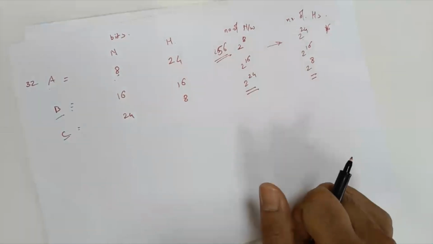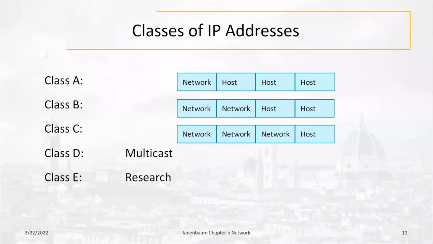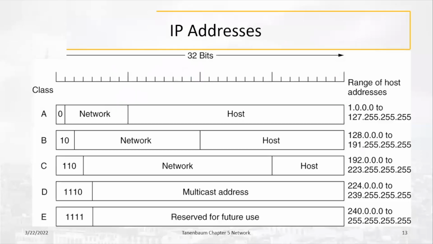Okay. Now we'll go back to the PPT. Right. So how to identify a particular class? If I give you the IP address, how will you identify which class it is from? Okay. So for class A, the first bit is always 0. In the 32-bit IP address, the first bit is always a 0. Okay, so it is completely fixed. So if you have a first bit as 0, that means it is from class A.